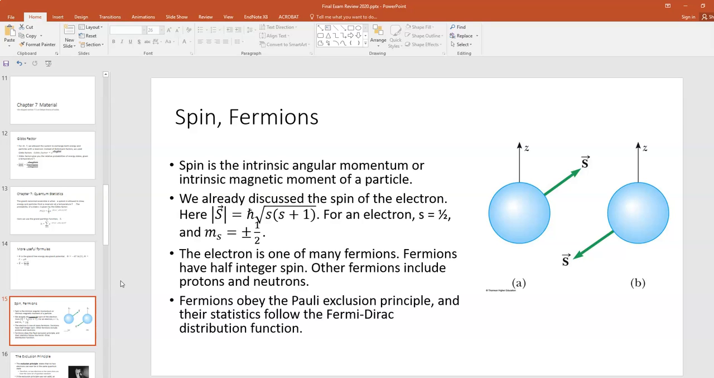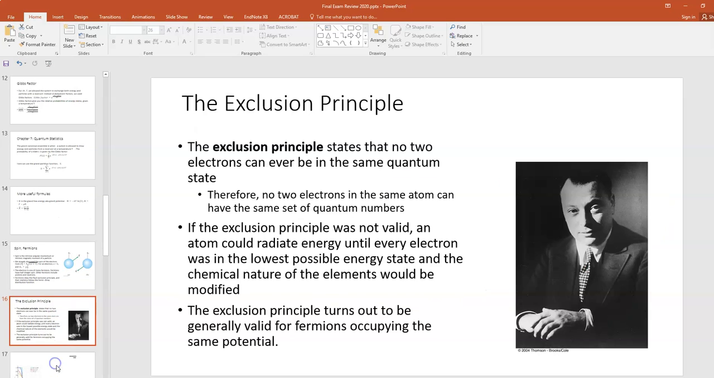Fermions obey the Pauli exclusion principle, and their statistics follow the Fermi-Dirac distribution function. Remember that the Pauli exclusion principle states that no two electrons or no two fermions can ever be in the same quantum state if they are in the same potential well. What that means is that no two electrons in the same atom, for example, can have the exact same set of quantum numbers. And this explains the structure of the periodic table.